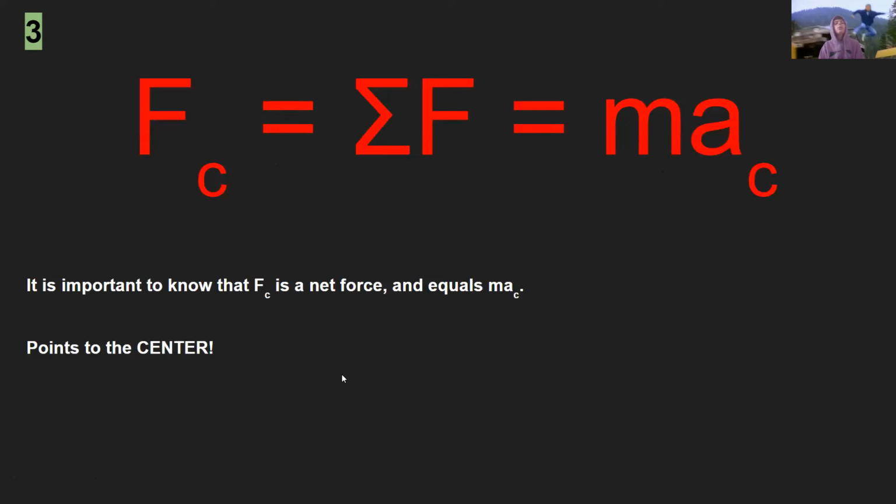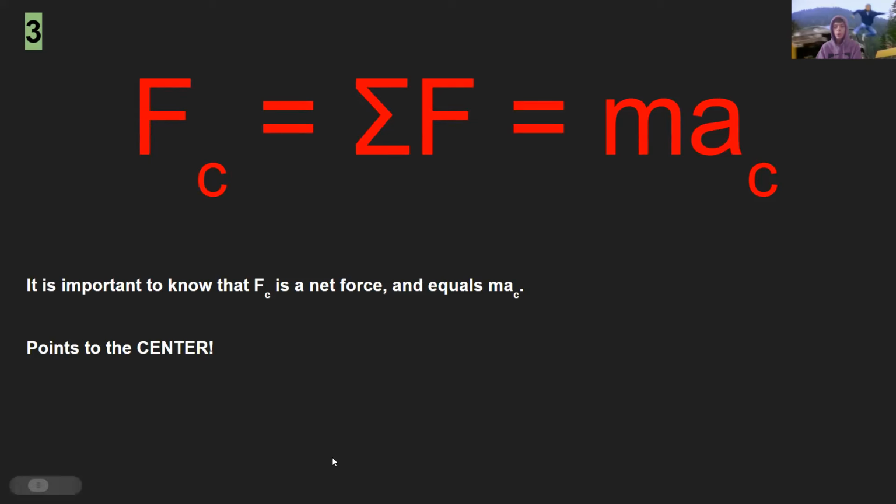All right, now this is what I was already saying. This is kind of a repetition of number one, but remember that the centripetal force is a net force. That's why it equals m a_c, because the other forces are not net forces, so they don't equal that unless there are no other forces in that direction. And this points to the center.